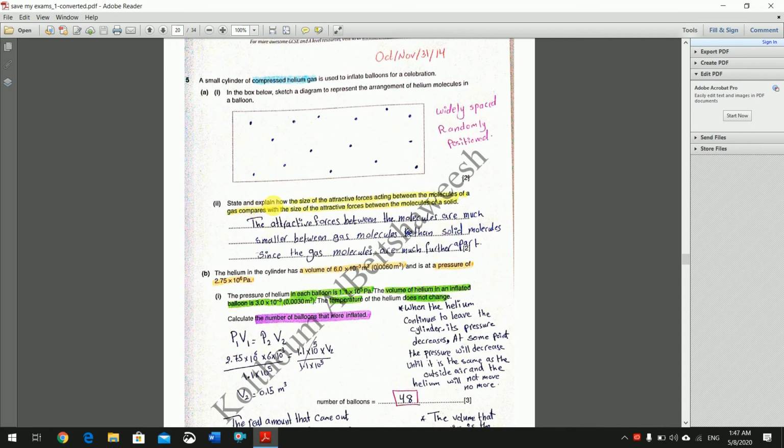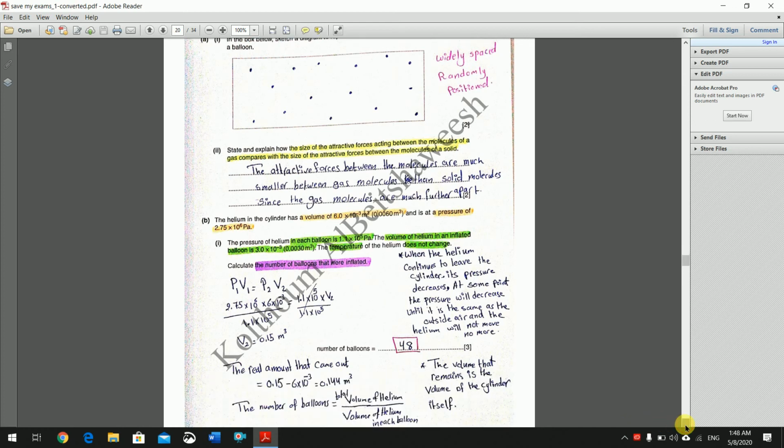Now, state and explain how the size of the attractive forces acting between the molecules of a gas compares to the size of the attractive forces between the molecules of a solid. So we're comparing the attractive forces in a gas with the attractive forces of a solid. Of course, the attractive forces between the molecules are much smaller between gas molecules than the ones with the solid molecules. So the attractive forces between molecules in a gas are much smaller than the ones in a solid, since of course the gas molecules are much further apart.